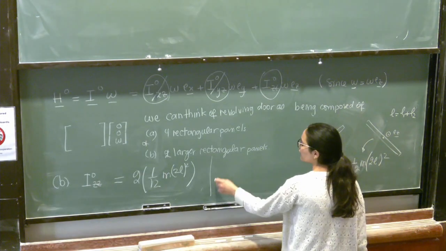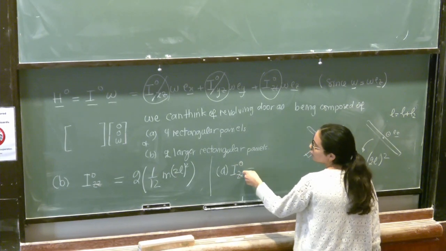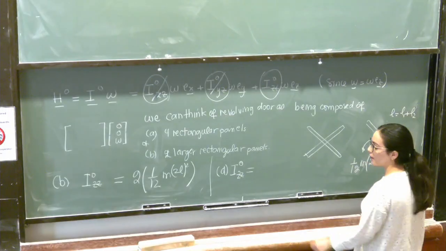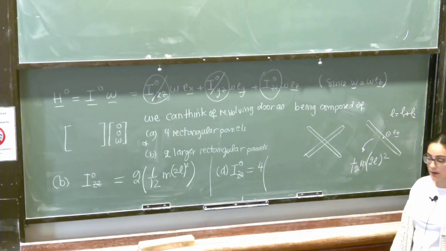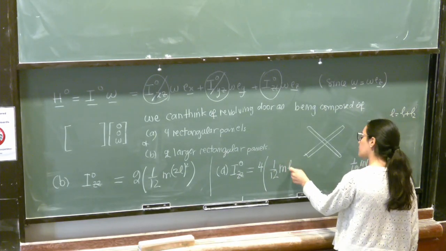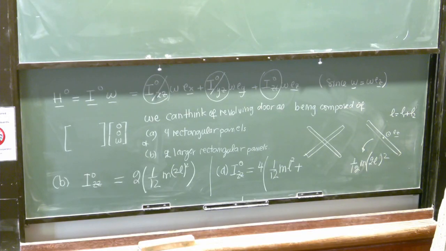If I'm considering A, what is IOZZ? How do I calculate IOZZ for case A? I have 4 panels. Each panel has length L, 1 over 12 ml squared. But I have to use the parallel axis theorem, because if I'm considering 4 plates, their center of mass is not at O. So what is the term I need to add here?